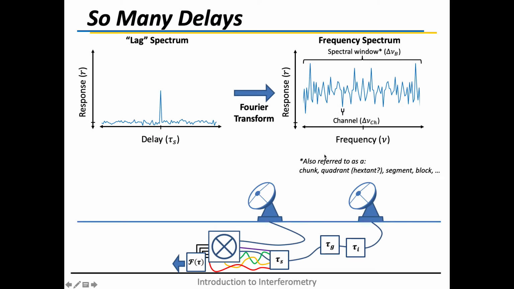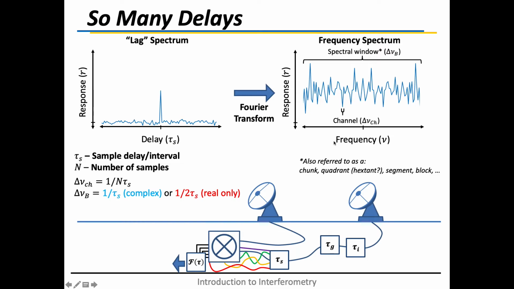Some things to keep in mind here. Both the width of the spectral window and the channel width are set by things in the lag spectrum itself. The channel width is actually defined by the total sampling delay time, or if you have some sample interval tau sub s, your channel width is defined by 1 over the number of different delays that you sampled times that tau sub s.